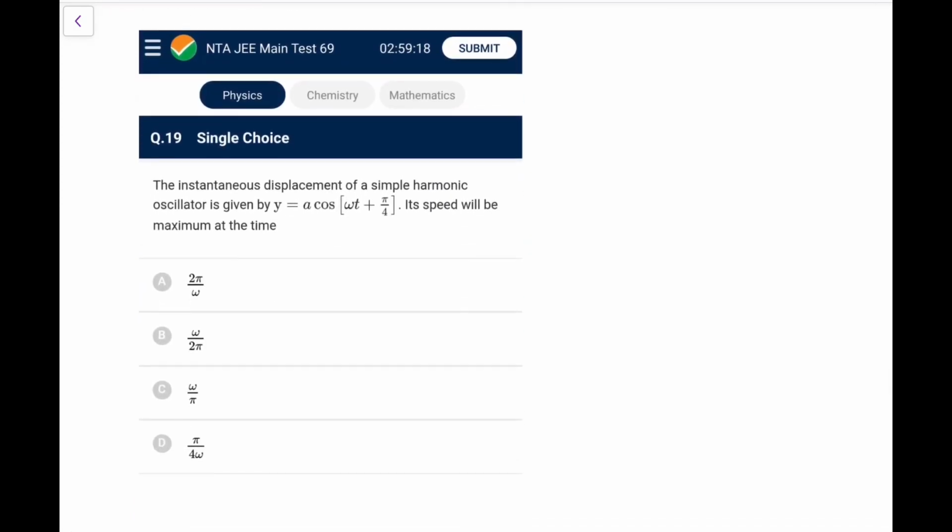The instantaneous displacement of a SHM particle oscillator is given. Its speed will be maximum at a time. So speed will be maximum when the displacement is 0. So displacement 0 means this term should become pi by 2 for the first time, because it is starting from pi by 4. So omega t should be equal to pi by 4. So t should be equal to pi by 4 omega. So it's an easy one if you can make it out.